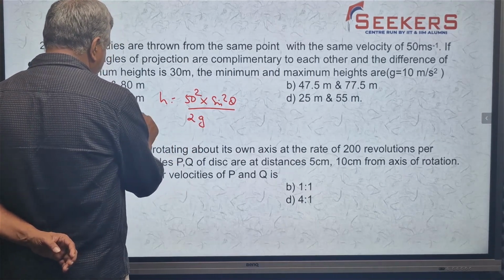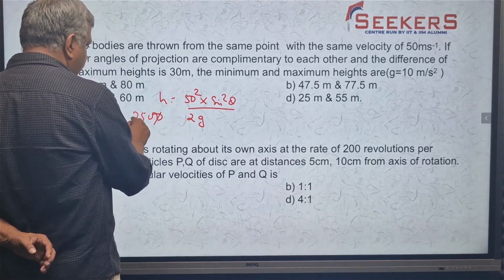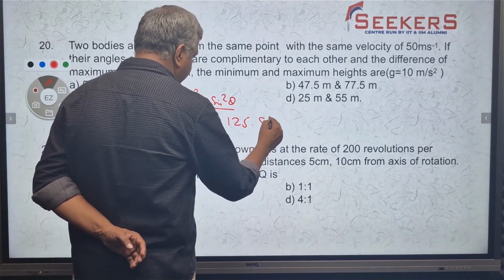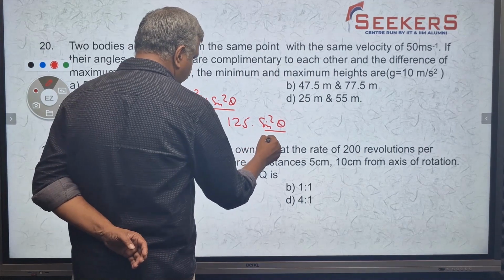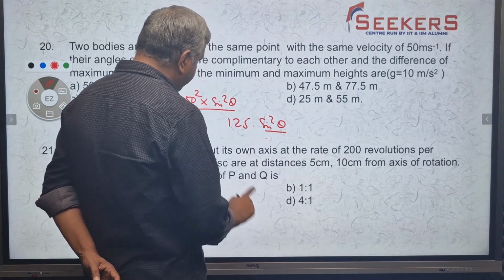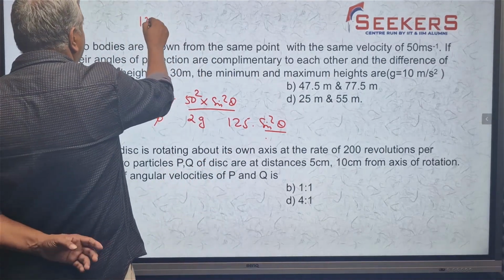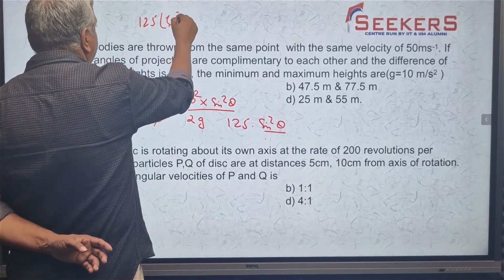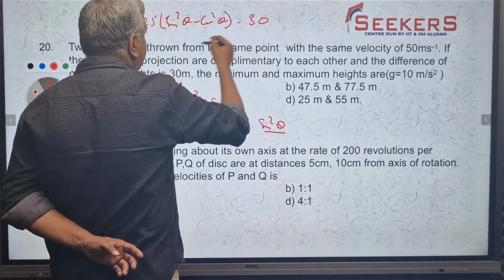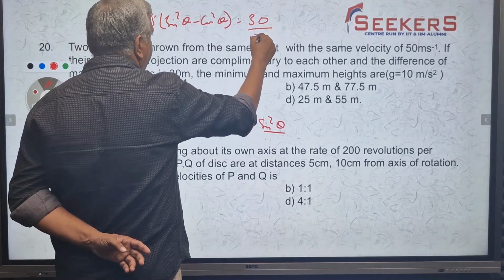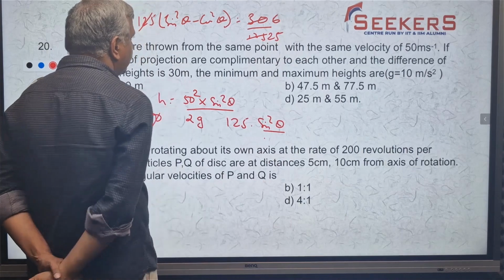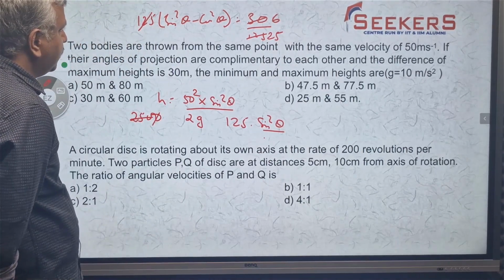So 50 squared is 2500 by 20, so it is 125. 125 times sine squared theta, and the other one will become 125 times cos squared theta. Okay, and if I have to subtract them, it will become 125 into sine squared theta minus cos squared theta. So this will give me the difference in heights. So this is equal to 30. So I'll bring the 125 here. So 5 will go 6 times, 5 will go 25 times. So sine squared theta minus cos squared theta is 6 by 25.